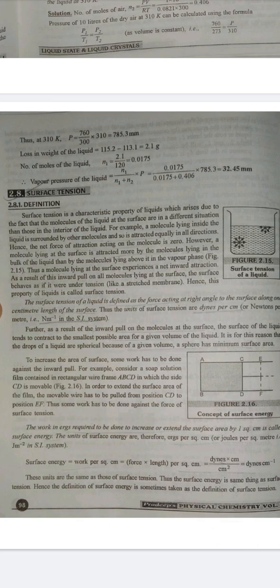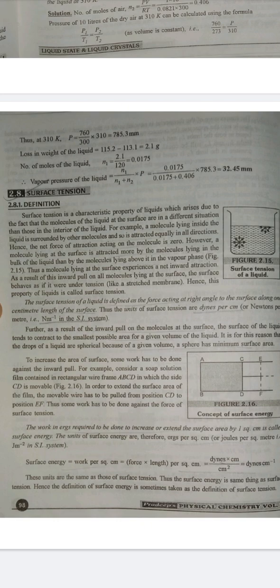Thus at 310 Kelvin, P is equal to... 2.8 Surface tension. 2.8.1 Definition. Surface tension is a characteristic property of liquids which arises due to the fact that the molecules of a liquid at the surface are in a different situation than those in the interior of the liquid.